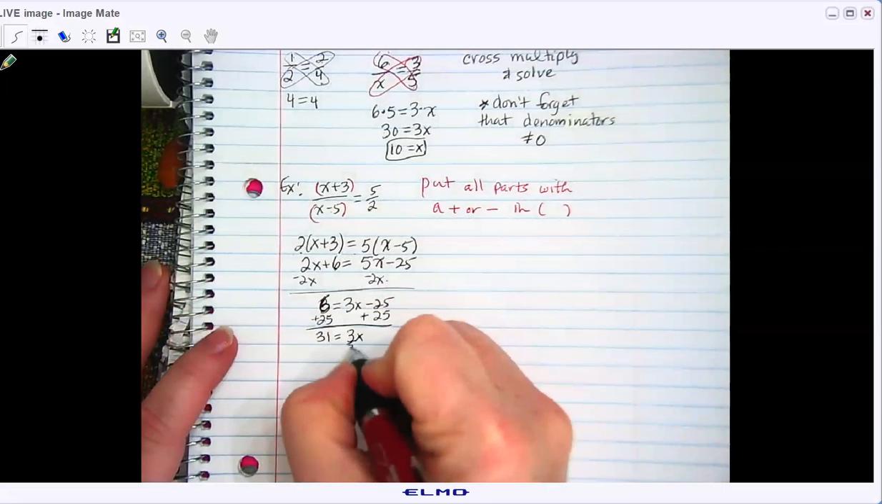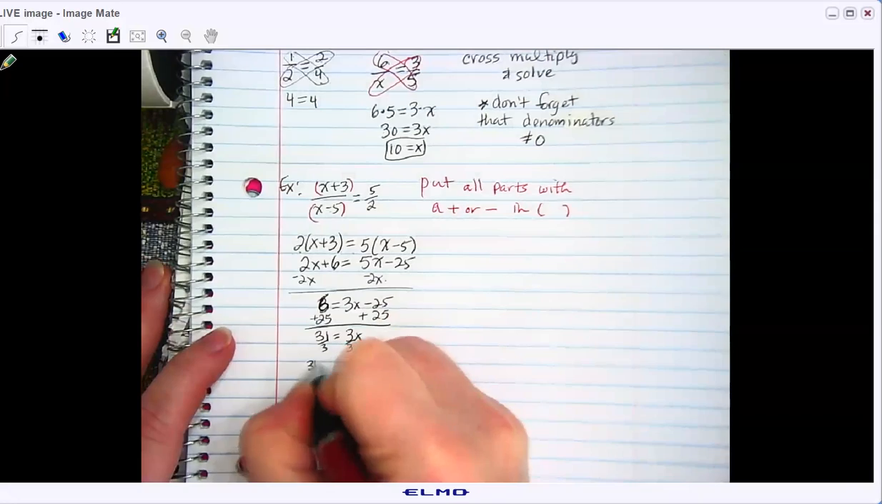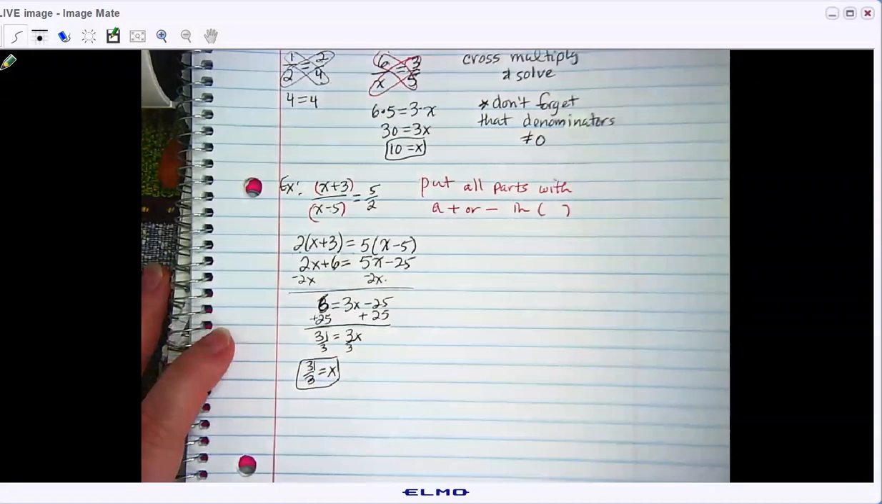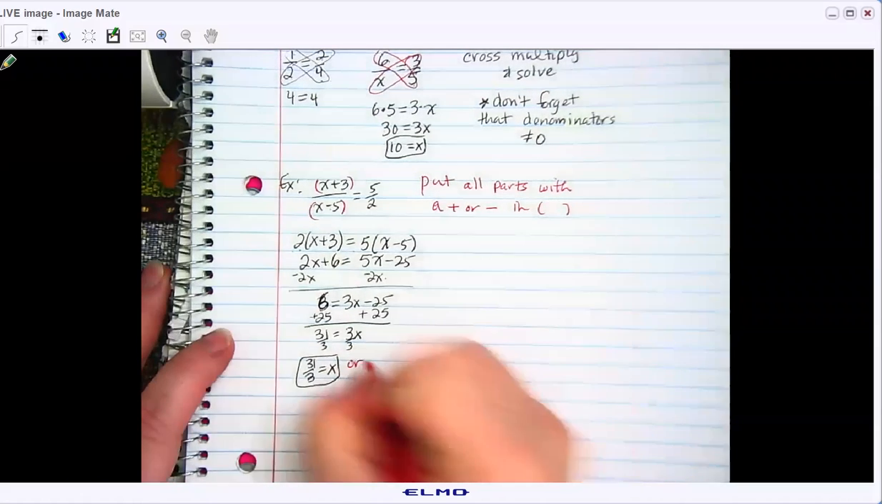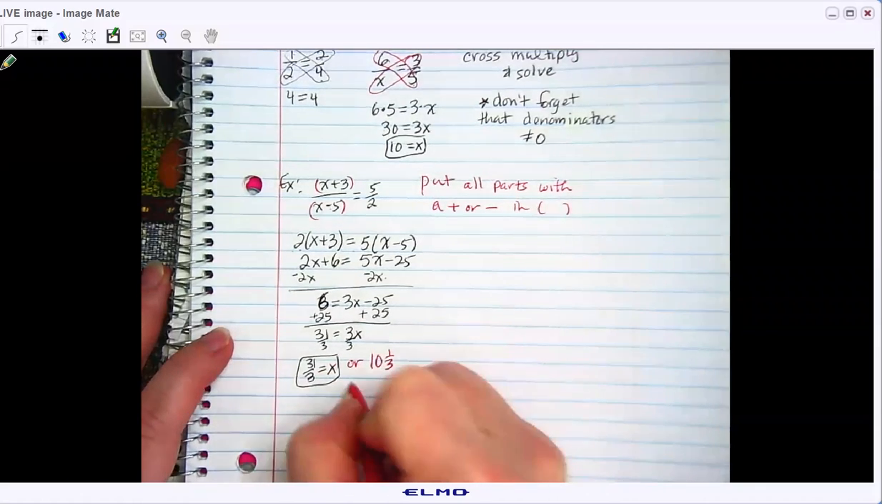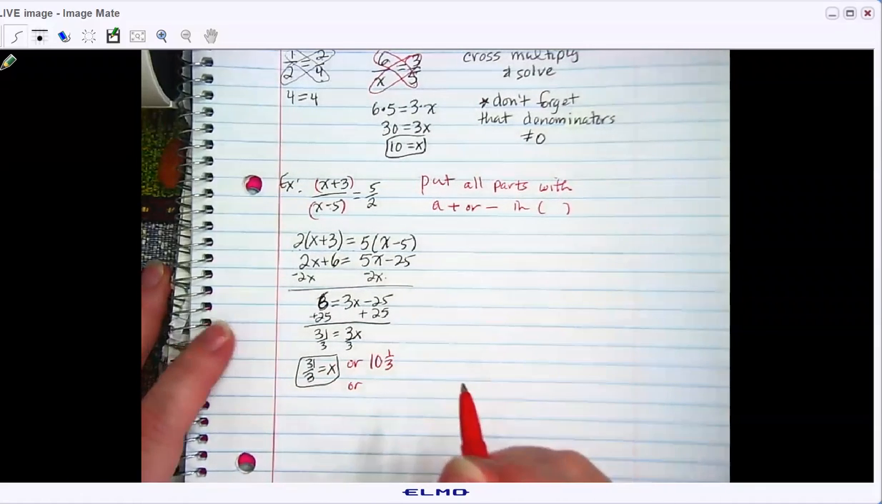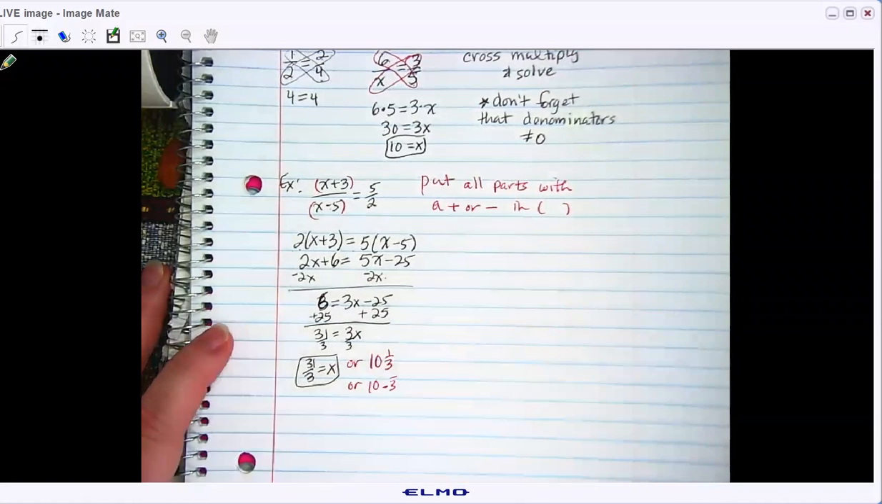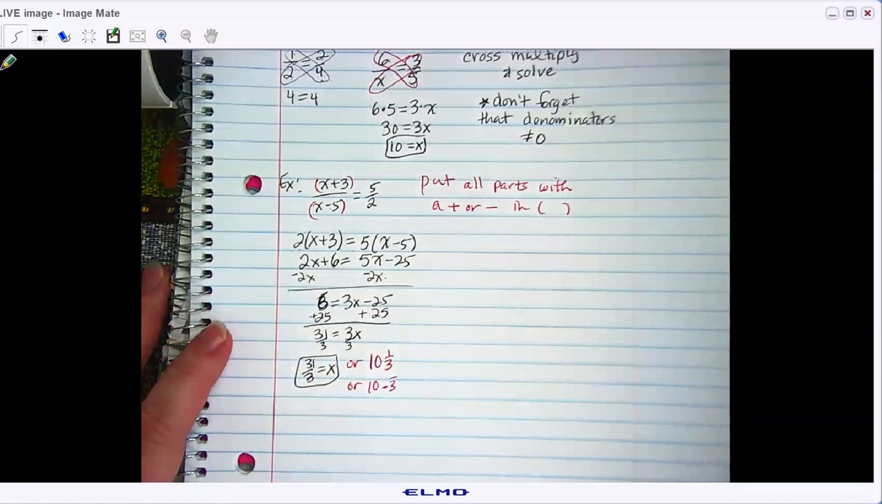I'm dividing both sides by 3. We have 31 over 3 equals x. I would prefer that you leave your answers as an improper fraction, but if you prefer, you can make it a mixed number as 10 1/3, or even a decimal, which we usually don't do here, of 10.3. Okay, but I prefer the improper fraction. Questions on that one?